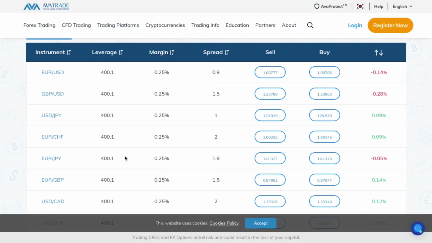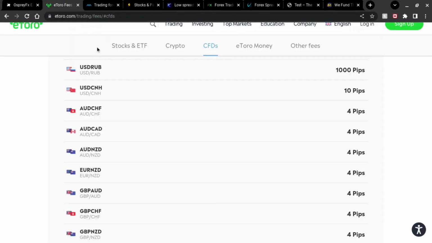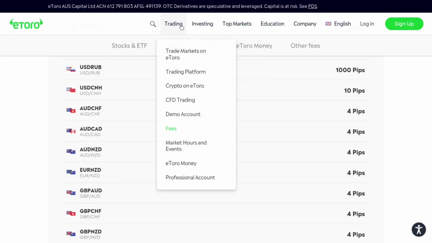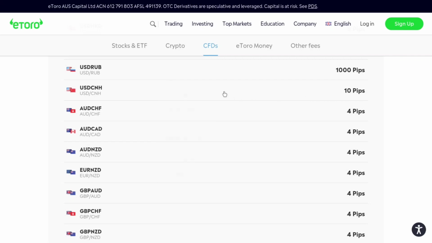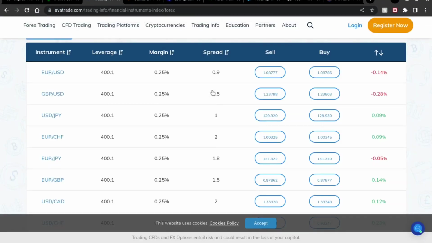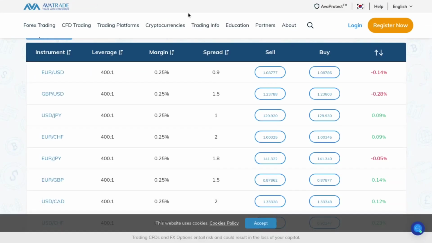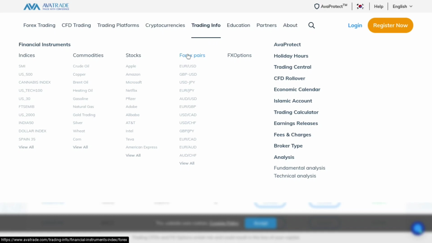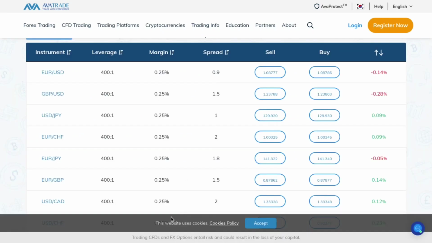Let's look at the next one, Avatrade. Oh, and sorry, for eToro, how you get there, trading, fees, and then you'll end up here, and then go on over to CFDs. Once you go to CFDs, it'll show you the pairs. For Avatrade, we're going to be going to trading info, Forex pairs, and it'll take you here.